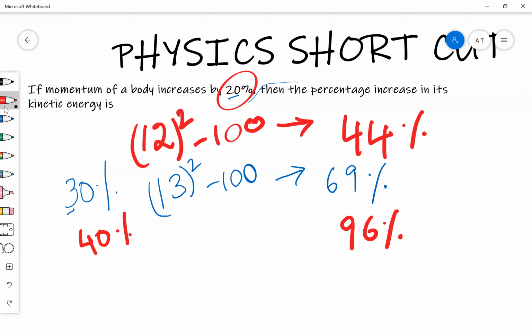Okay, let's go with 50%. If the momentum increases by 50%, just before 5, what do you have to keep? 1. 15. 15 squared is 225. 225 minus 100 is 125. So this is the way you can continue to get the answer for this example.